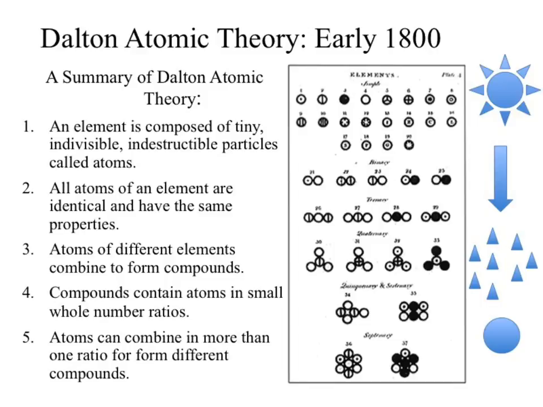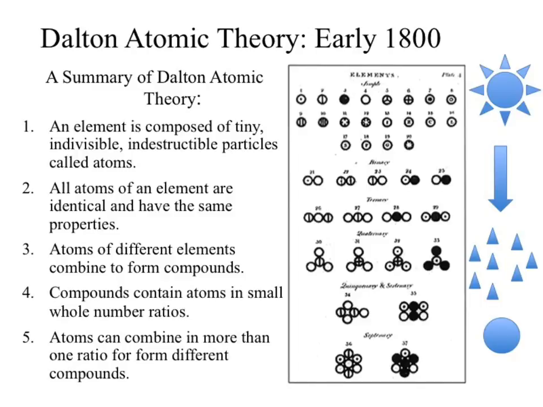Okay? So his general hypotheses. One, an element is composed of tiny, indivisible, indestructible particles called atoms. Is it true? Nope. But it's pretty close. Two, all atoms of an element are identical and have the same properties. Is it true? Nope, but it's pretty close. Three, atoms of different elements combine to form compounds. Yeah, you got one right. Good job. Okay. Remember, early 1800s.